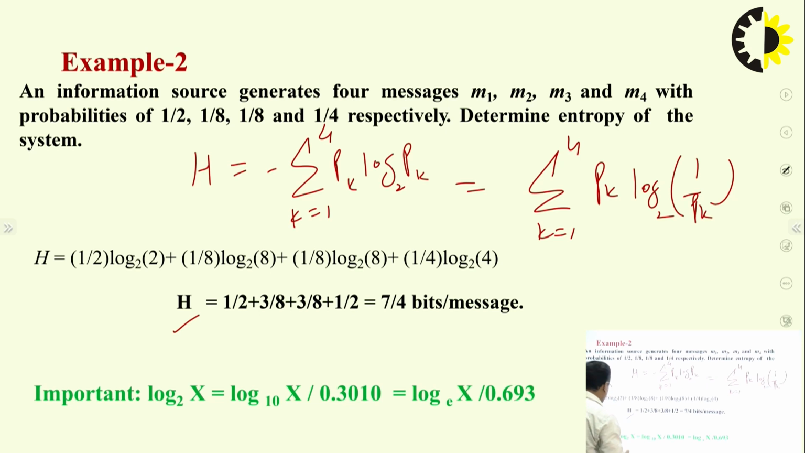And remember, the base of log is always 2. So you solve on base 10, and at the last you have to divide the overall term by 0.3010. Or you can take log of base e for all, but at the last divide the overall term by 0.693. This you have to keep in your mind.